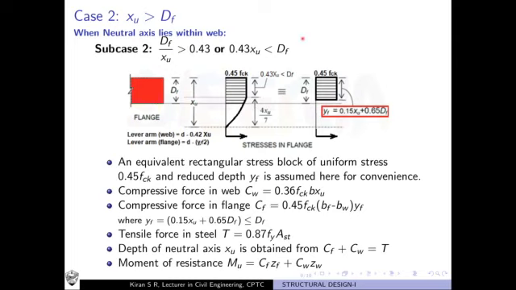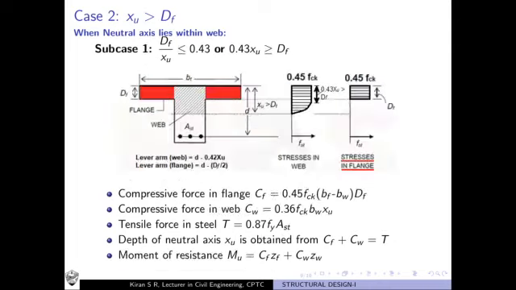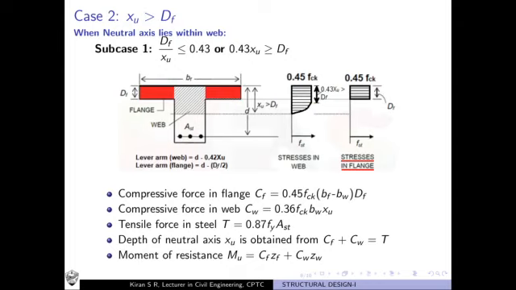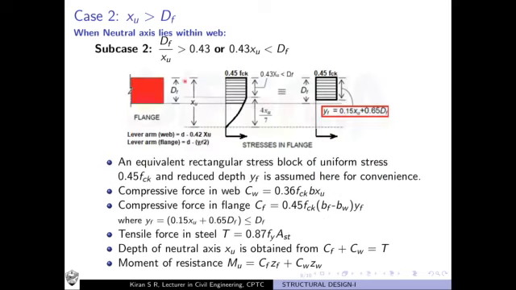Subcase 2, you observe, we already said that in subcase 2 the uniform stress region 0.43 xu is less than the depth of flange. So I am drawing only the flange here. Just observe, the T-beam is the same as the previous case. You can refer to the previous slide also if you have any confusion. So I am just taking the flange portion for assessing the next case.